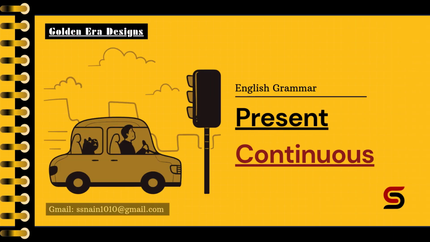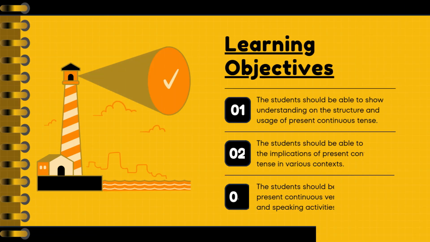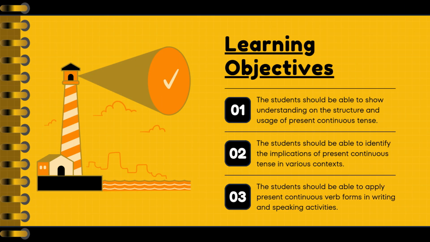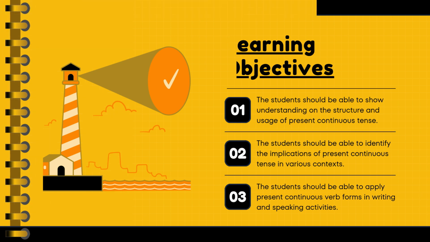English grammar. Hey kids, let's know about the present continuous tense to get practice continues. Learning objectives. Number 1. The students should be able to show understanding on the structure and usage of present continuous tense. Number 2. The students should be able to identify the implications of present continuous tense in various contexts. Number 3. The students should be able to apply present continuous verb forms in writing and speaking activities.